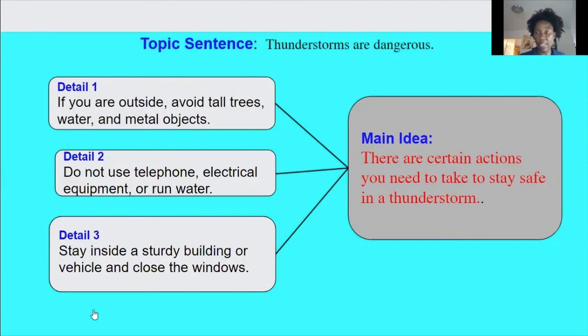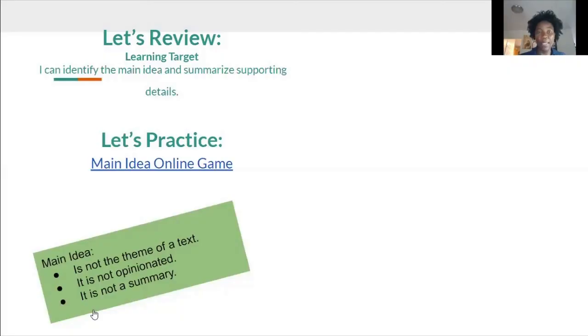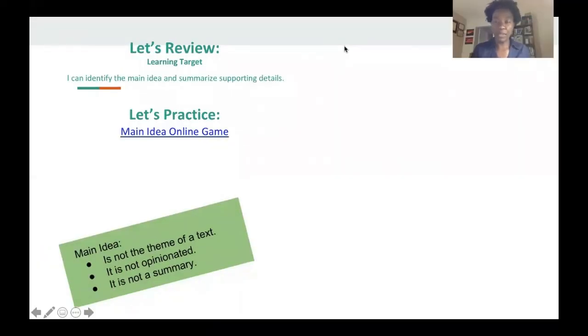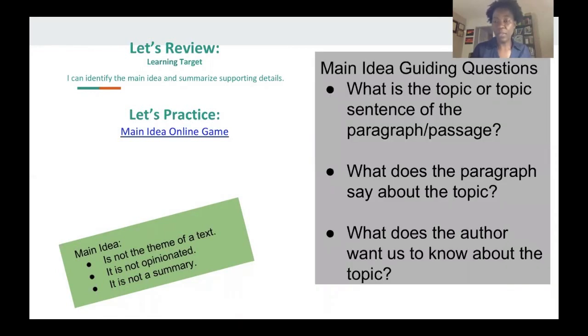And boys and girls, this brings us to the end of our first day of instruction. Before we close out our day, boys and girls, let's do a quick review. Our learning target for today was I can identify the main idea and summarize supporting details. We also use the 3 guiding questions to help us identify the main idea. What is the topic or topic sentence of the paragraph or passage? What does the paragraph say about the topic? What does the author want us to know about the topic?